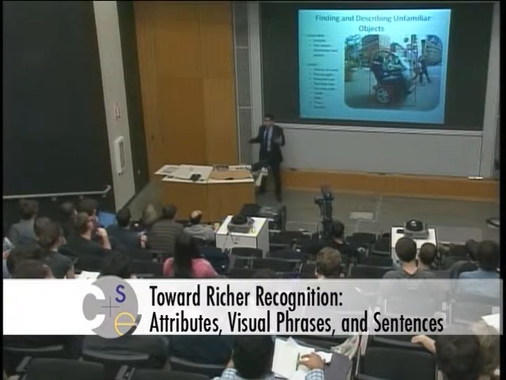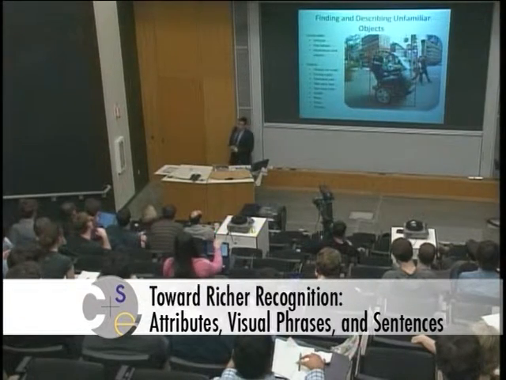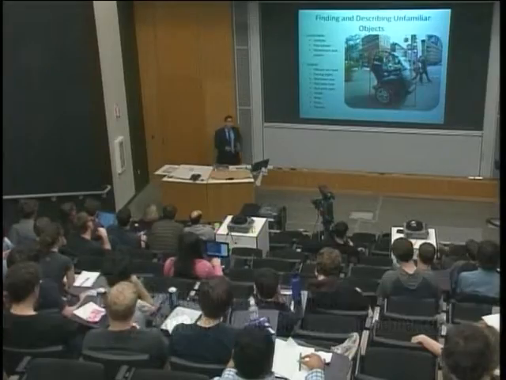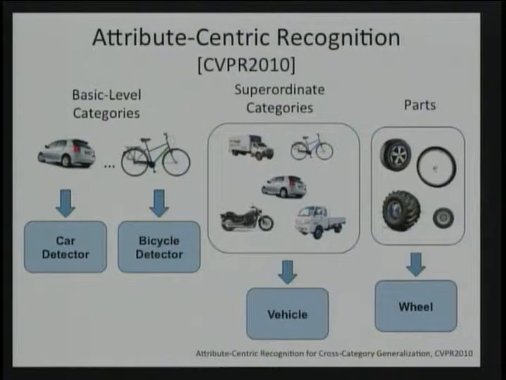Now I can reason about the properties. So I want my recognition system to be able to also localize unfamiliar objects. How can I do that? Again, I'm going to adopt an attribute-based framework. I'm going to learn a detector for my attributes, and those are going to be all different kinds of attributes. I can learn a detector for basic level categories, for superordinate categories, for attributes like parts and everything.